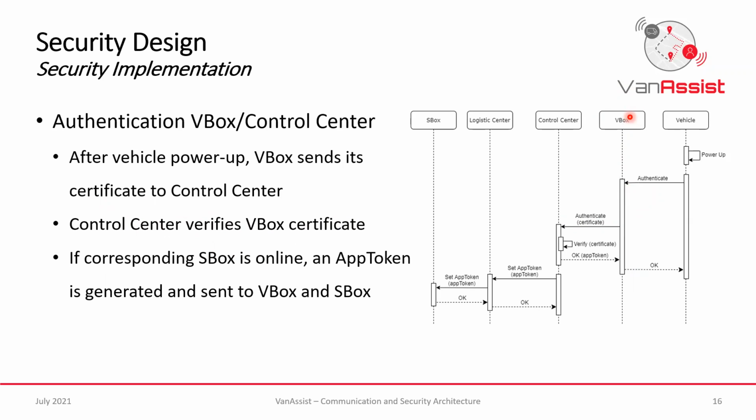When a VBox is authenticated, if the corresponding SBox is also online, an app token is generated and sent to both the VBox and SBox. And as we said before, this app token is used when the secondary communication is used, so that they can authenticate each other with this app token and also encrypt their messages using it.